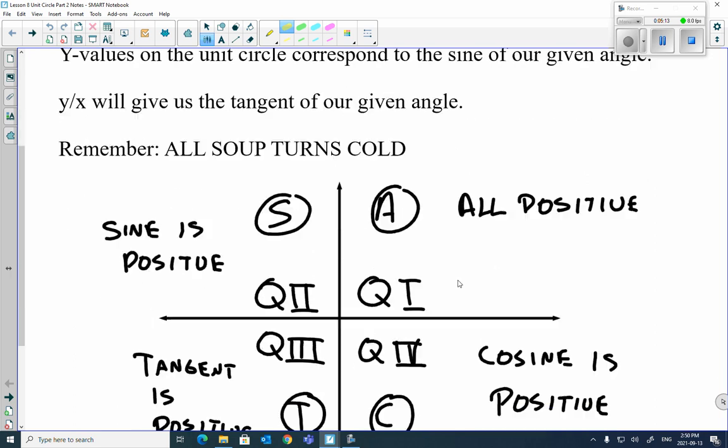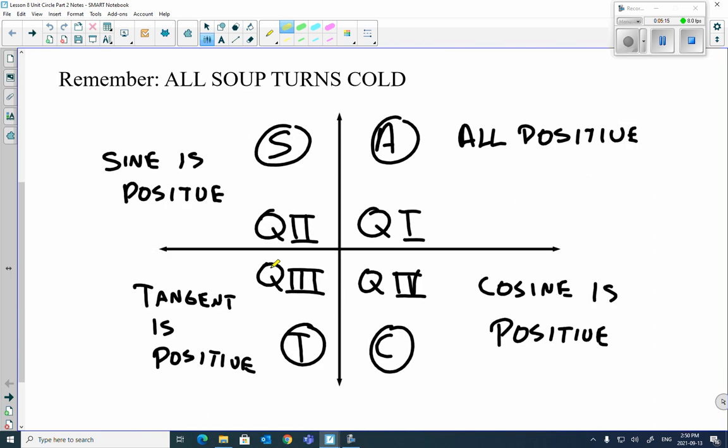Now, what we got here is something called all soup turns cold. And it's just an easy way to remember which quadrants things are positive in. Quadrant 1, quadrant 2, quadrant 3, quadrant 4. So the A in this case means all of them are positive, all trig ratios, cosine, sine, and tangent. Sine is positive in quadrant 2. That's the only one. So that means cosine and tangent are negative.